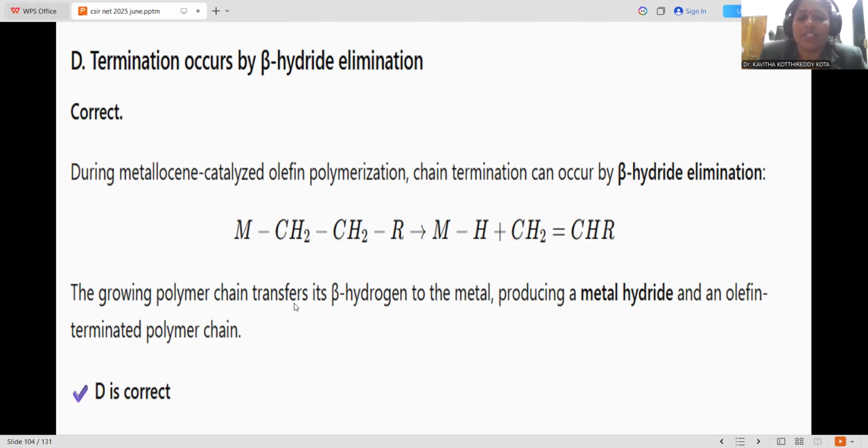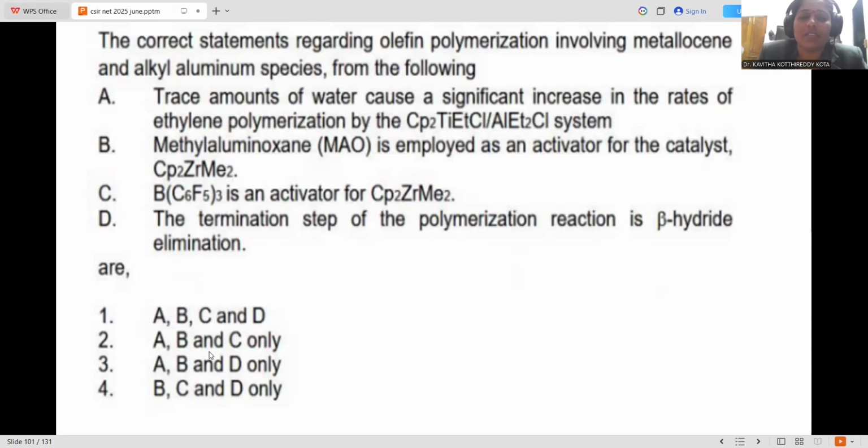The growing polymeric chain transfers beta hydrogen to the metal, producing metal hydride. Olefin termination takes place at the polymeric chain, so D is also a correct statement. This is the way, whatever they are mentioning in all 4 options is exactly correct. So for this olefin polymerization through the metallocene activation, this possibility is exactly correct. So option number 1 is correct. All 4 options are satisfying over there, A, B, C, D. So option 1 is the correct answer for this question. Let me move on to the next question.